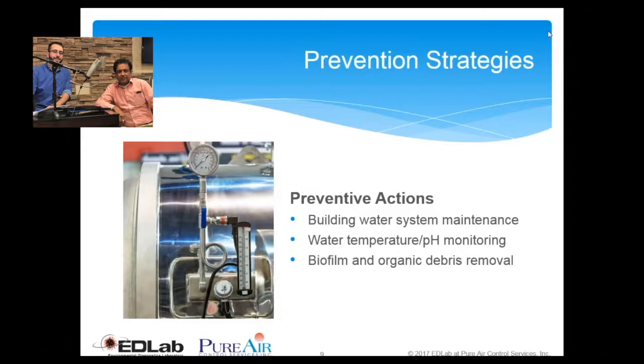And the other one, which is very important and often overlooked, is that we should be very, very particular about assessing and removing the biofilm and organic debris. Biofilm and organic debris are a sort of surrogate, or an indication, that if these 2 things are available, that particular environment is more prone to the growth of Legionella. So these 3 steps are very, very important, and one must focus on that.